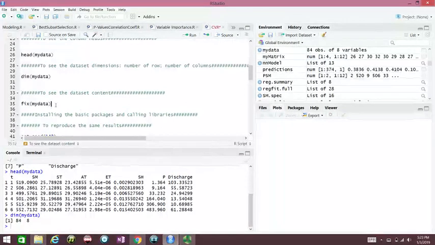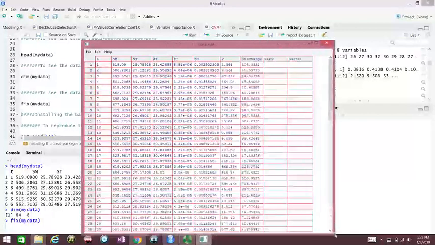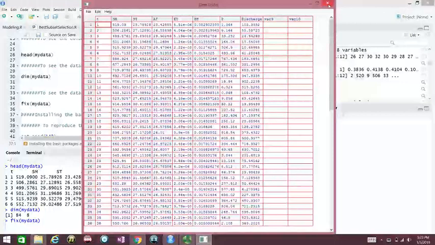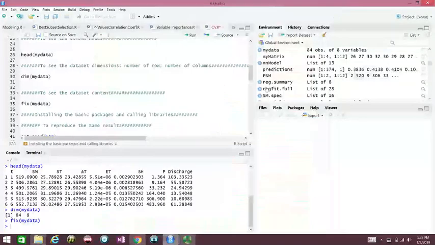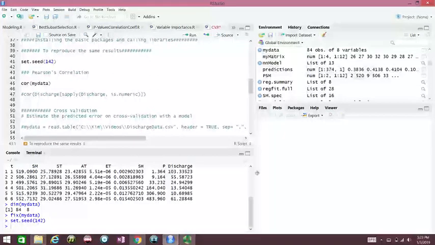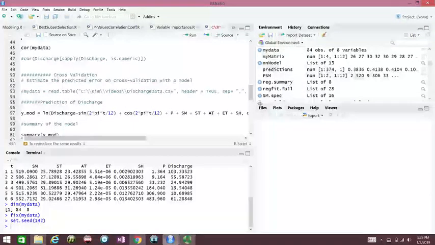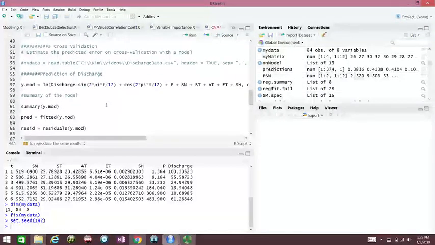So to see the whole data set, fix, this is what you have for our discharge here. In the T, I took it as 1 to 84. I set the seed to make it reproducible. You don't need the correlation coefficient, but in case you need it, cor, my data. So this is the model I have, Y mode, or you can give it a name, my mode.